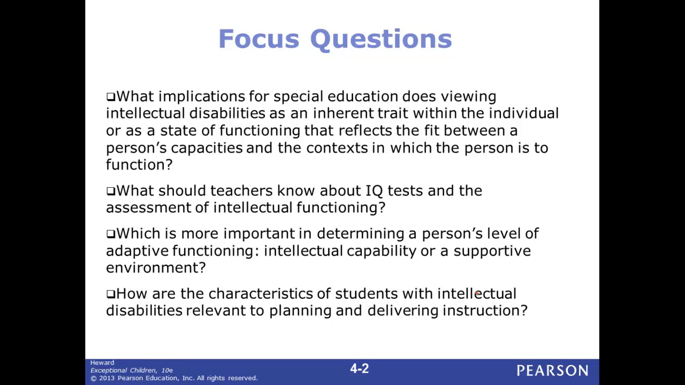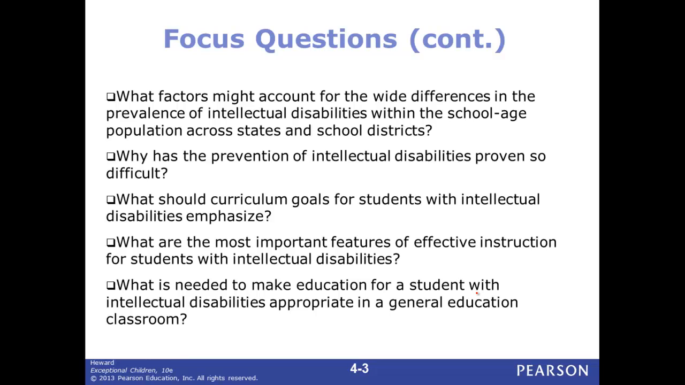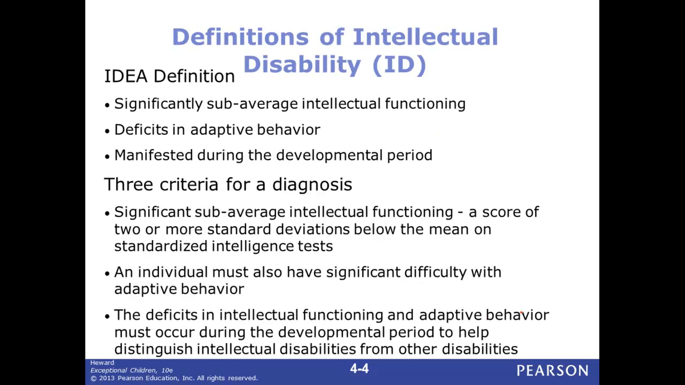What should teachers know about IQ and the assessment of intellectual functioning? What is more important to determine a person's level of adaptive functioning: intellectual capacity, or supportive environment? And then how are the characteristics of students with intellectual disabilities relevant? What factors might account for the wide differences in these prevalences? Why has the prevention of intellectual disabilities proven so difficult? And it's just so many different things that cause that. Curriculum goals for students, most important features, and what is needed to make education of a student with disabilities appropriate in the general classroom. So you can imagine it's their behavior.